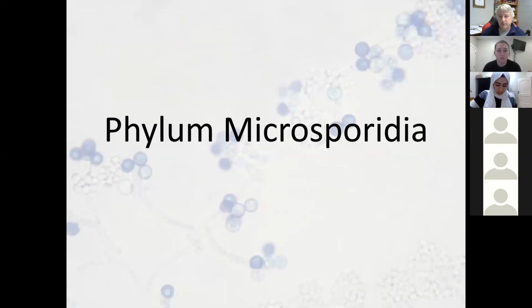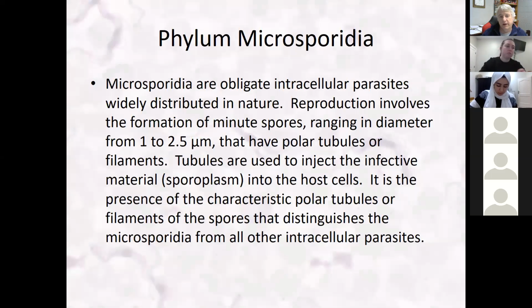And then finally, Phylum Microsporidia. Again, we may not think of fungus as being parasites, but they are obligate intracellular parasites. Reproduction involves formation of minute spores ranging in diameter from 1 to 2 micrometers, and we'll get into that more in parasitology, that have polar tubules and filaments. The tubules are used to inject the infection material, the sporoplasm, into the host cell. So, evil little thing.